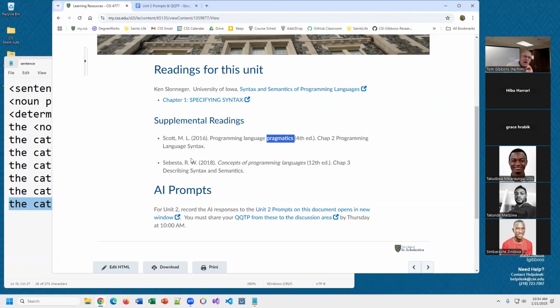Similarly with Sebastian, chapter 3 is on describing syntax and semantics. Again, I'm not a big fan of how that text goes over this. It's a similar rule format, but a little more theoretical than what I want. So that's why I've chosen the text we're using. I really like this BNF format. Given that, let's go into the prompts.